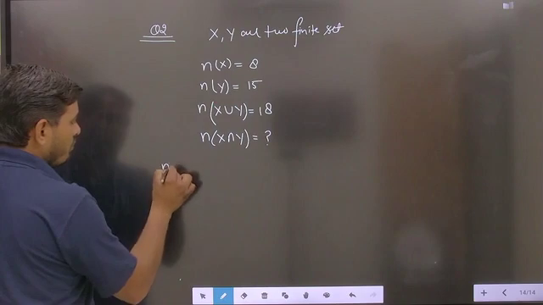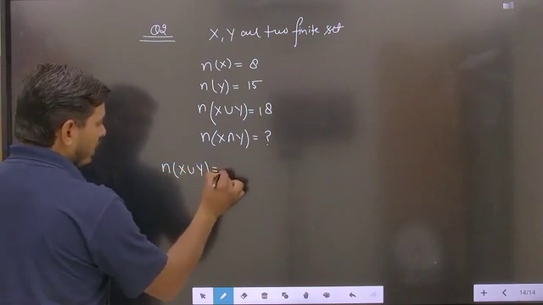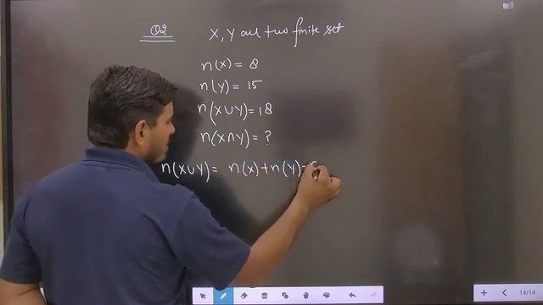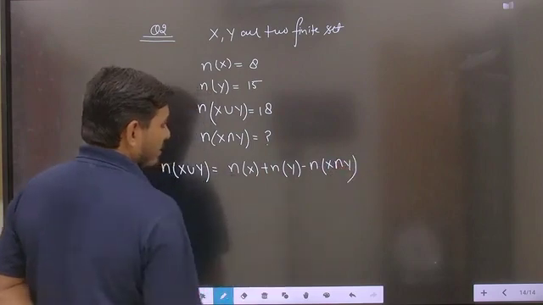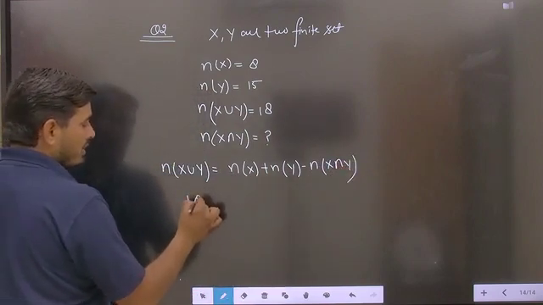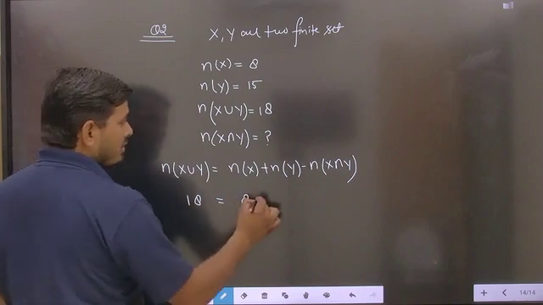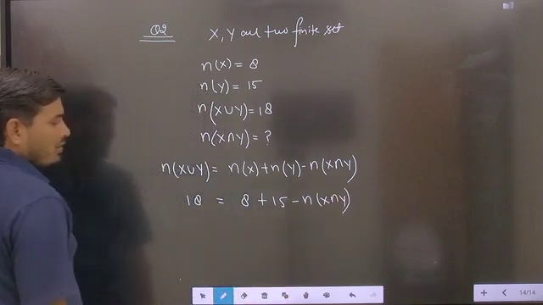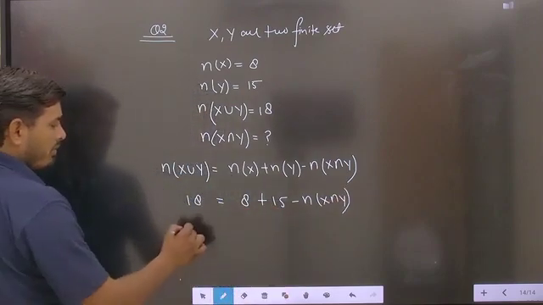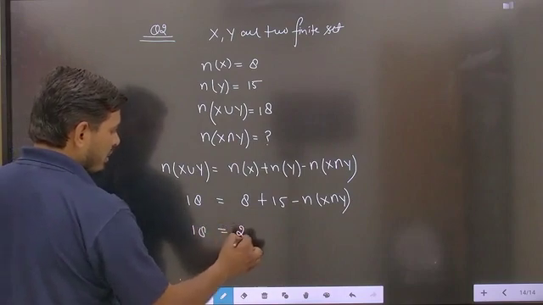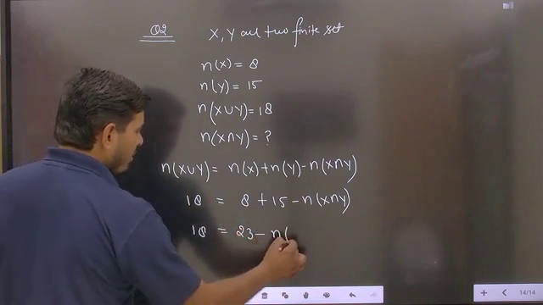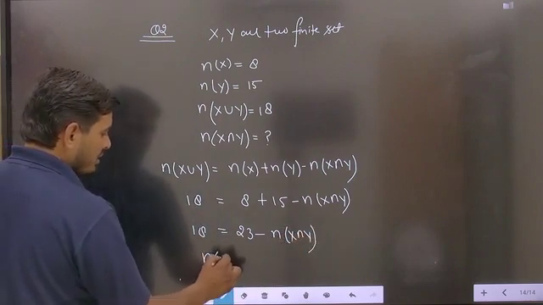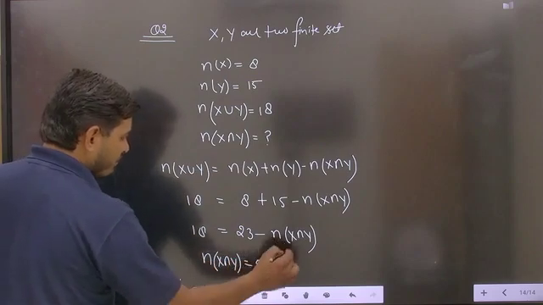So we can use the formula of x union y. The formula of x union y equals the number of elements in x plus the number of elements in y minus the number of elements in x intersection y. So this part is given as 18, here it is given as 8, here it is given as 15, and this is what is asked. Is it clear? So 8 plus 15 will be 23. So 18 equals 23 minus the number of elements in x intersection y. So easily you can provide the answer: n of x intersection y is 5. Is it clear?